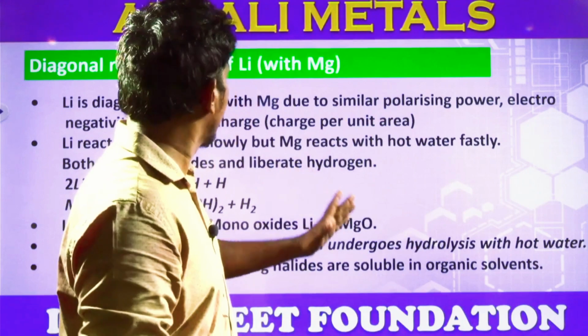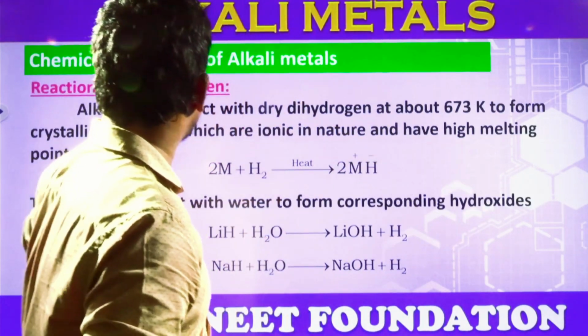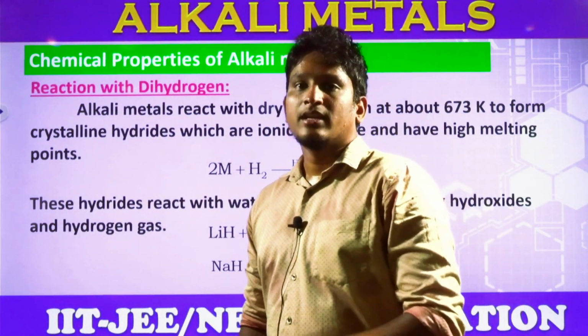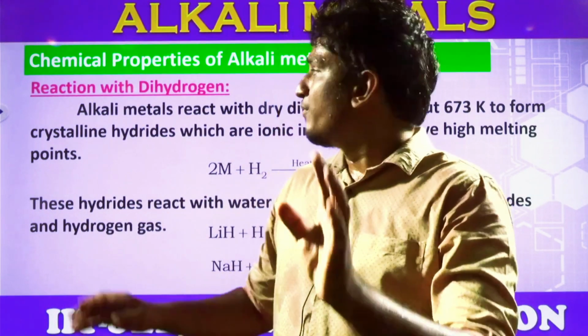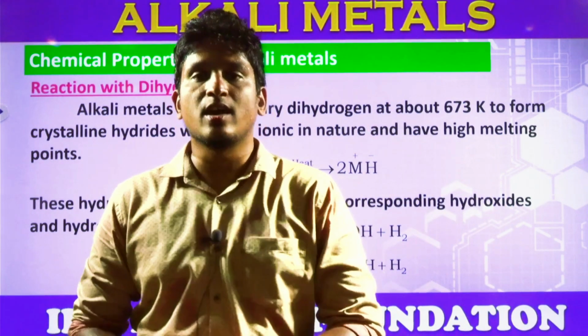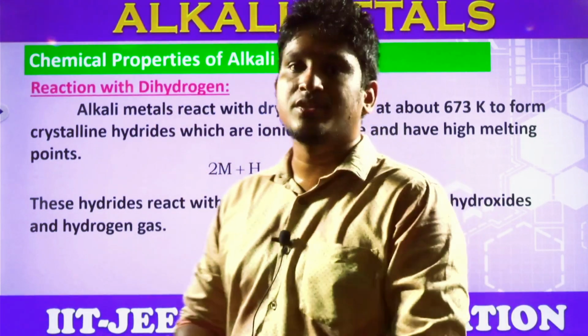So these are the main points and the main slide. So that was the diagonal relationship, students. Next, chemical properties of alkali metals. We already discussed the configurations of the alkali metals. They all contain 1 electron. Their valency is 1. So when they react with dihydrogen, students, listen.